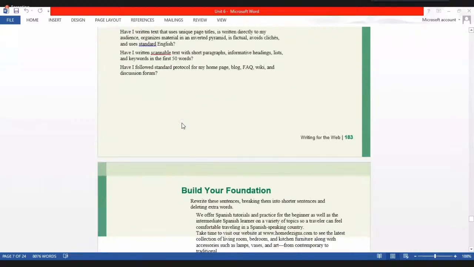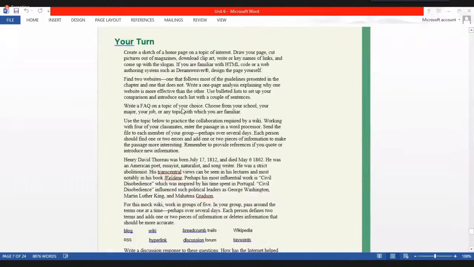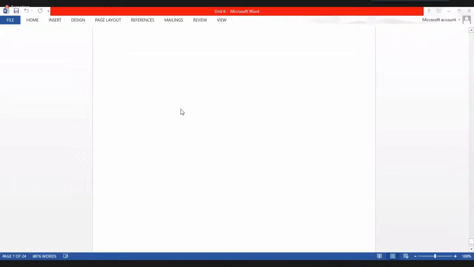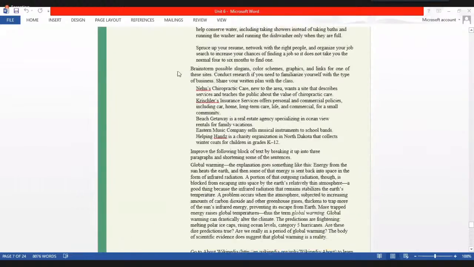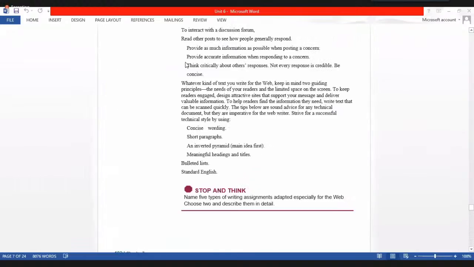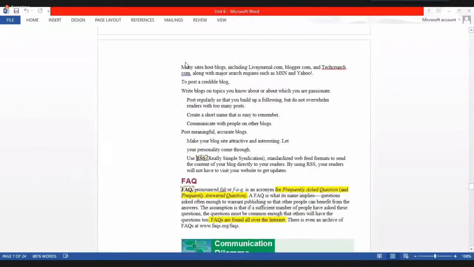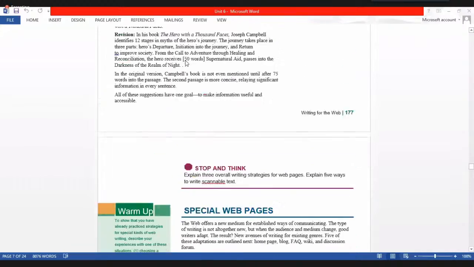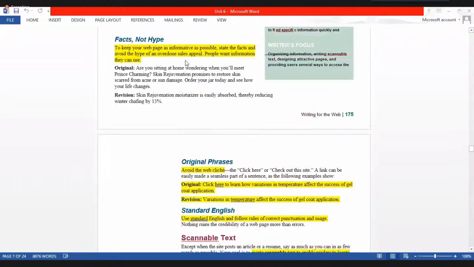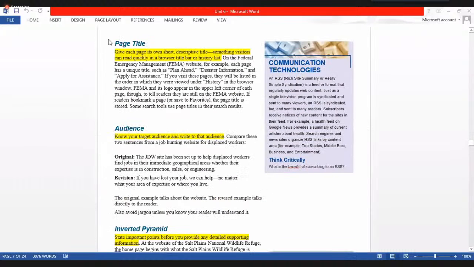So chapter 7. Others you don't have to read this much. I'll send this. I have copied this chapter and then I have highlighted. This class will end in 2 minutes.